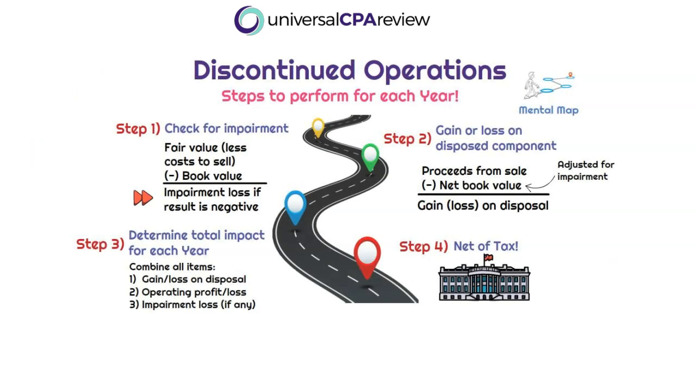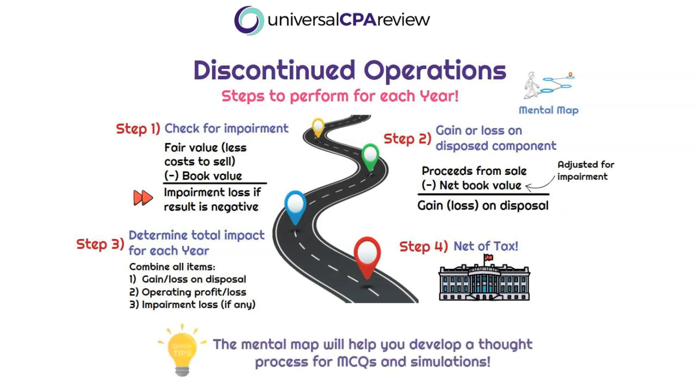So now that we have a basic understanding of what discontinued operations means and how it's shown in the income statement, well, we then need to figure out, okay, what are some steps we can perform for the actual multiple choice questions or simulations we could see on this topic, right? So here's our mental map.